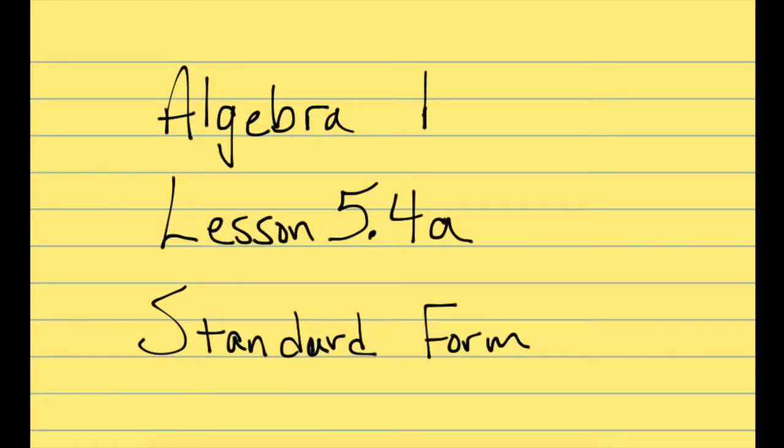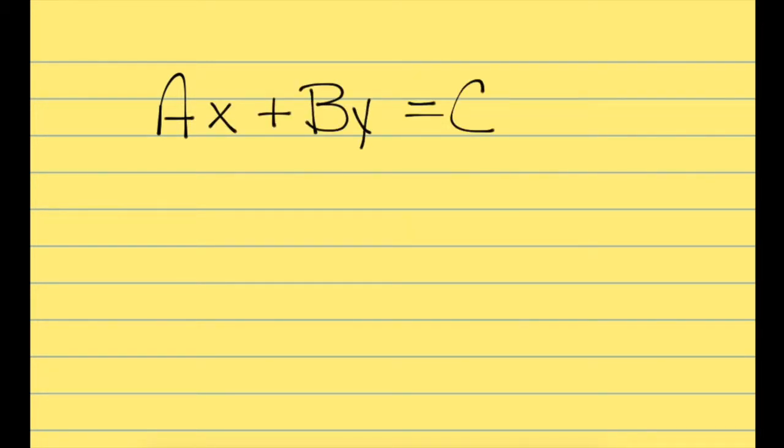Today we're learning how to write linear equations in standard form. Standard form is slightly different from slope-intercept form. It generally looks something like this, where A, B, and C are integers.